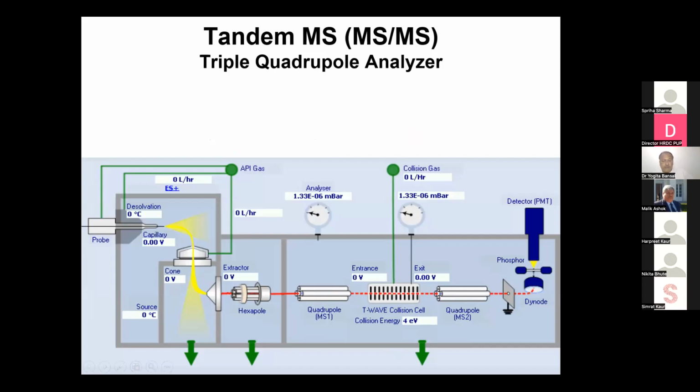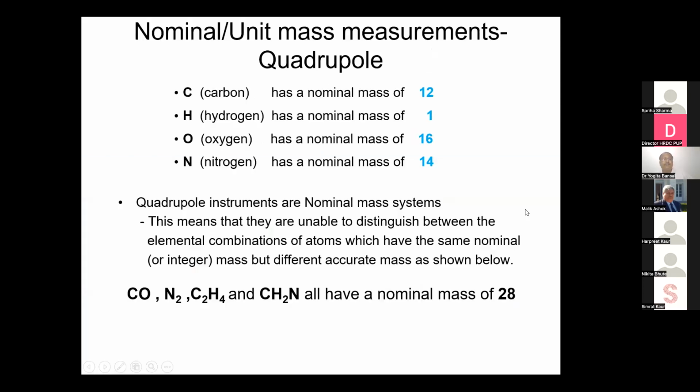So this is how a triple quadrupole looks in the instrument design. Ionization source, then the ions are fed into the first quadrupole, and then this is the second quadrupole. We call it a collision cell, which is maintained under pressure, and here is the third quadrupole, and then the detector. Now this quadrupole has the capability to detect only the nominal mass, or unit mass, of ions.